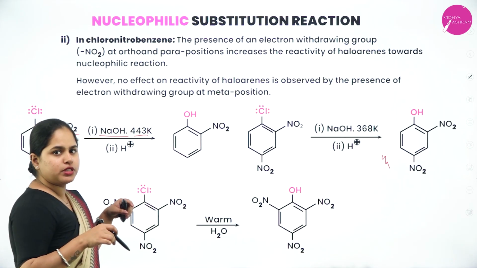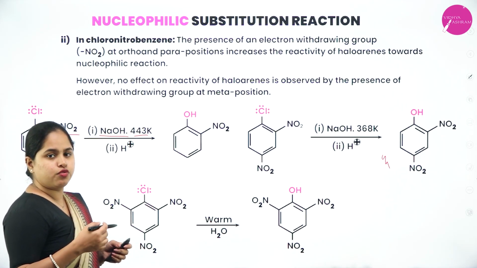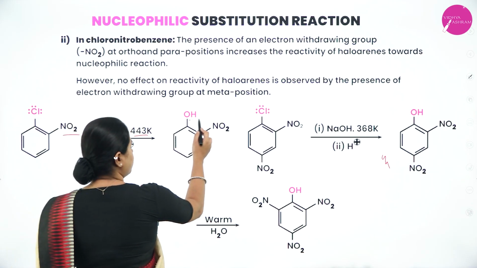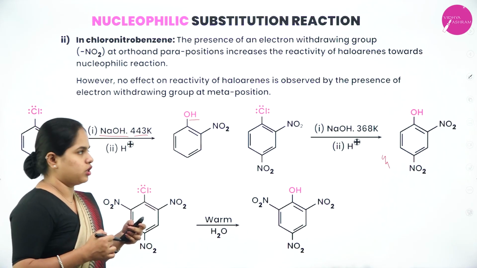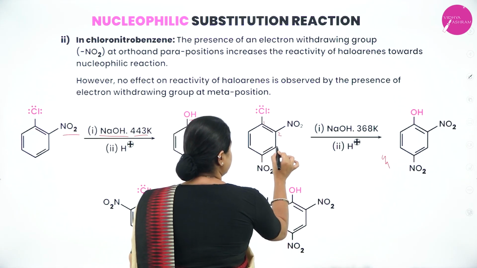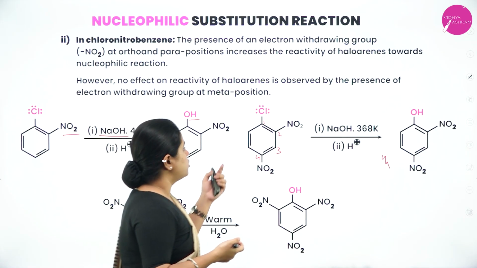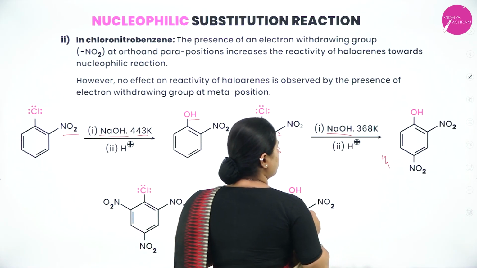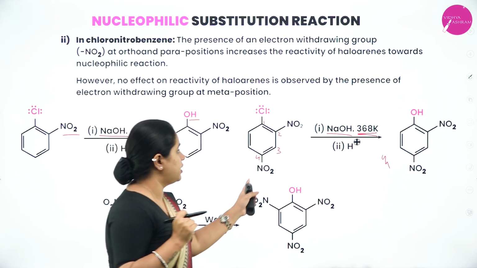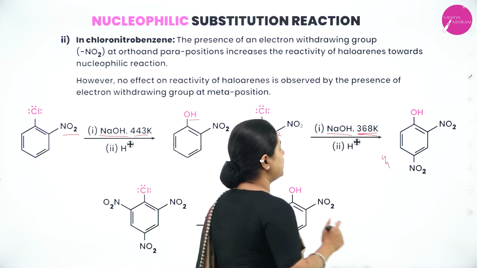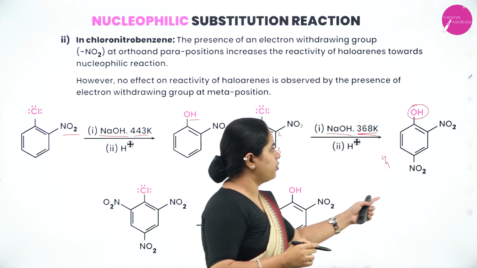So when one nitro group is added, what happens? The temperature is reduced to 443 Kelvin, and of course there will be no change to the nitro group, only the halogen will be replaced by the hydroxyl group. Now we are going to take, as you can see, 1, 2, 3, 4, that is 2,4-dinitrochlorobenzene. To this again we add sodium hydroxide at 368 Kelvin. Again the temperature has reduced when there are two nitro groups. Again the hydroxyl group will substitute in place of chlorine and you get the product.